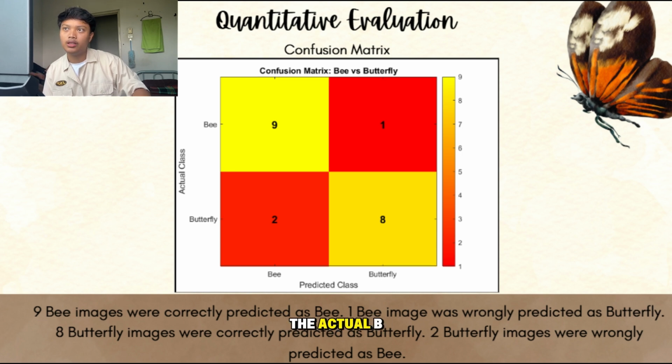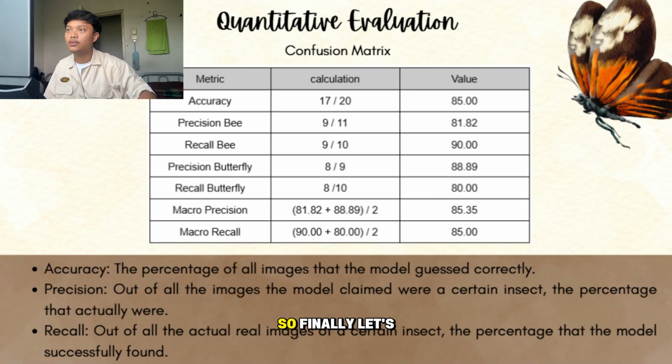Looking at the top row of the actual bee images, you can see that 9 images were correctly predicted as bees, while 1 bee image was wrongly predicted as a butterfly. In the bottom row, for the butterfly images, 8 were correctly predicted as butterflies, while 2 were incorrectly predicted as bees.